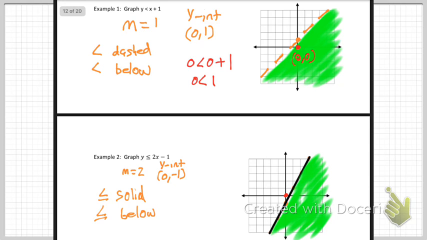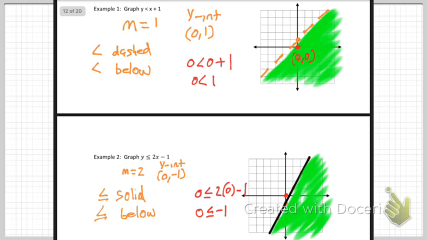So I'm going to plug 0 in for x and 0 in for y. So I get 0 is less than or equal to 2 times 0 minus 1. Alright, so I get 0 here. 2 times 0 is 0. 0 minus 1 is negative 1. So my statement says 0 is less than or equal to negative 1. This is not true. So I know 0, 0 is not a solution.